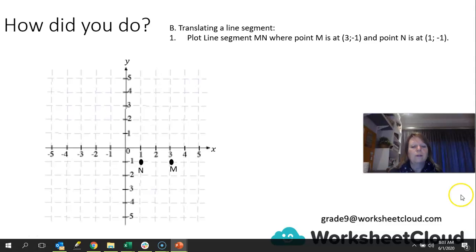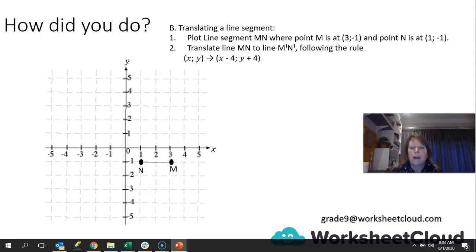So it is a straight line, but it is a line segment. Now what you had to do is translate line MN to line M1N1, following the rule x minus 4, y plus 4. First we do M, and we go minus 4, which is 1, 2, 3, 4, and then y plus 4, 1, 2, 3, 4. And that will be where our M1 point is.